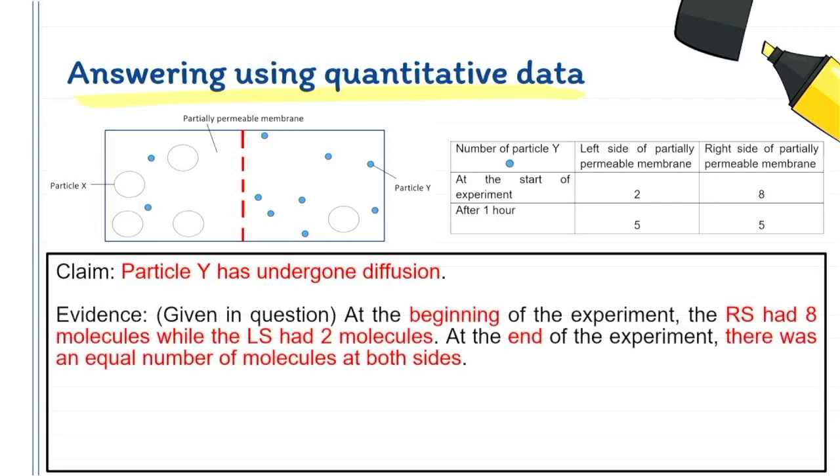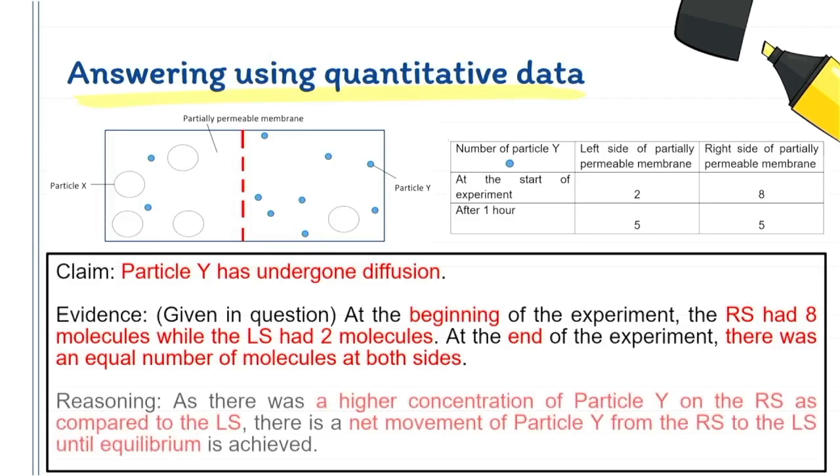At the beginning of the experiment, the right-hand side had 8 molecules, whilst the left-hand side had 2 molecules. At the end of the experiment, there were an equal number of molecules at both sides. This has happened because there was a higher concentration of particle Y on the right-hand side as compared to the left-hand side. Thus, there is a net movement of particle Y from the right-hand side to the left-hand side until equilibrium is achieved.